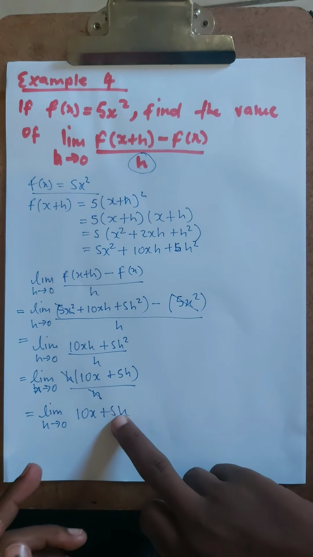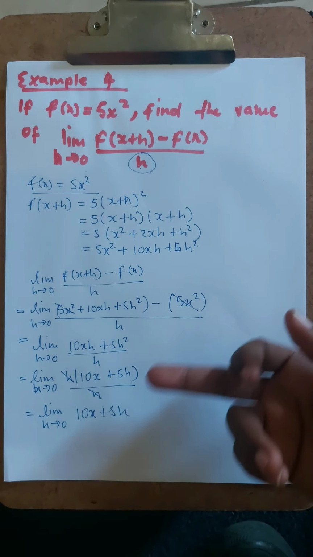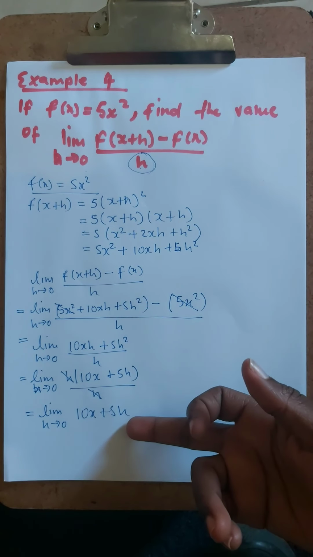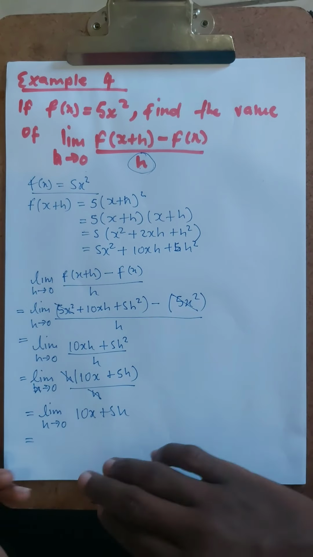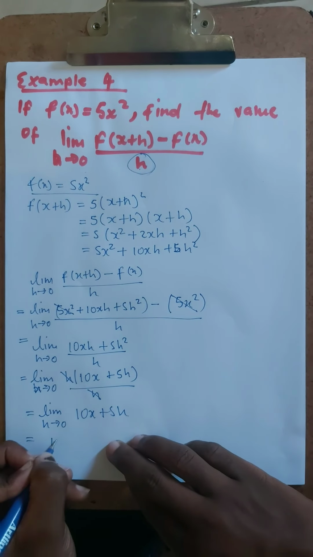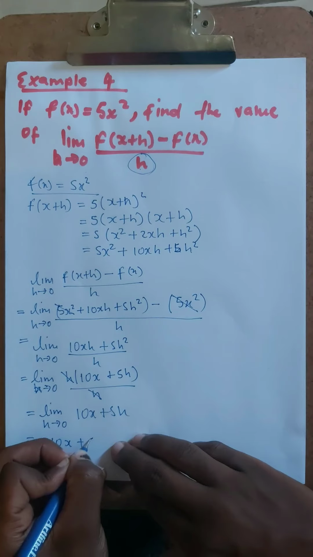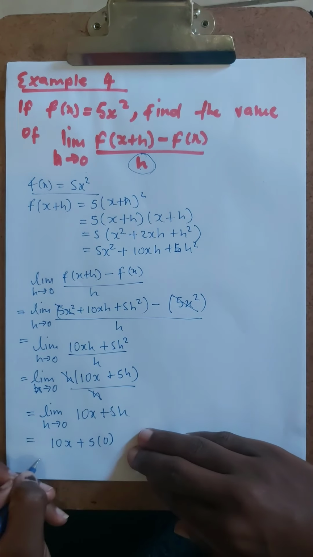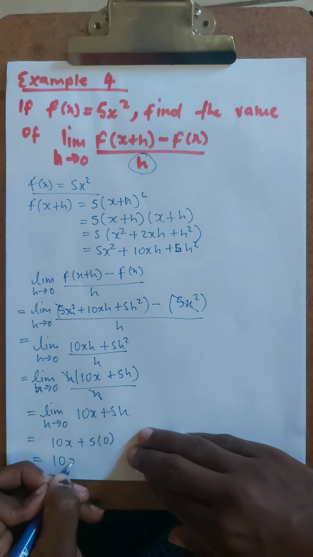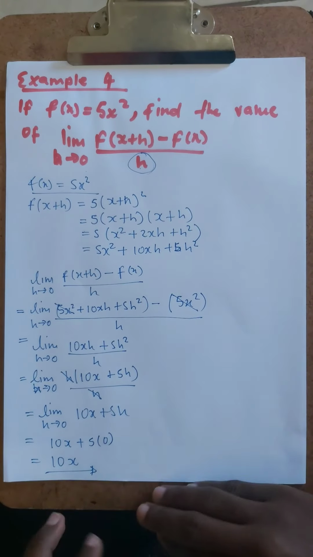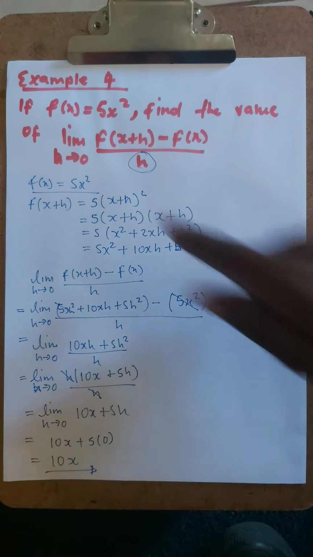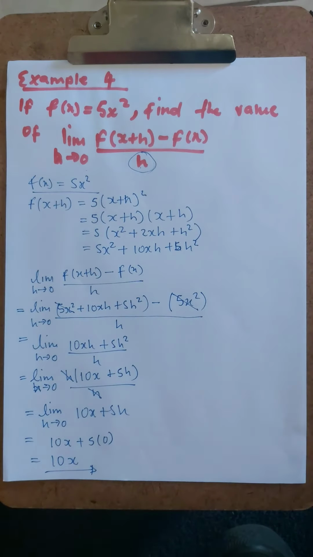Then I check: I substitute h equals 0. I don't get undefined, so I can just substitute. 10x plus 5 times 0, so the final answer is going to be 10x. This is the limit. So given f of x, you just substitute and then you find your limit.